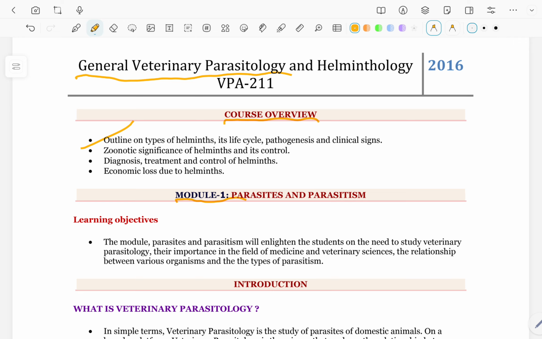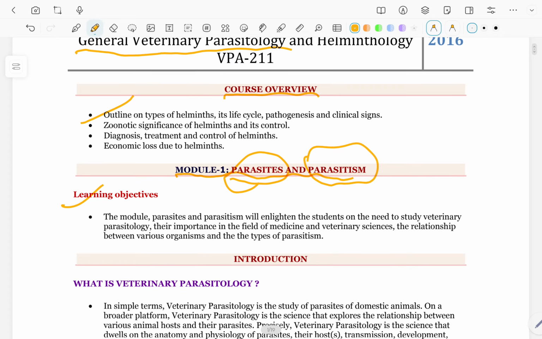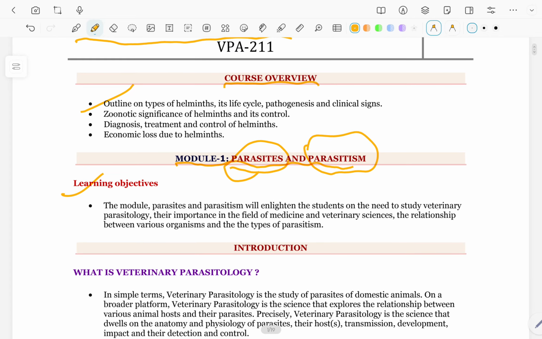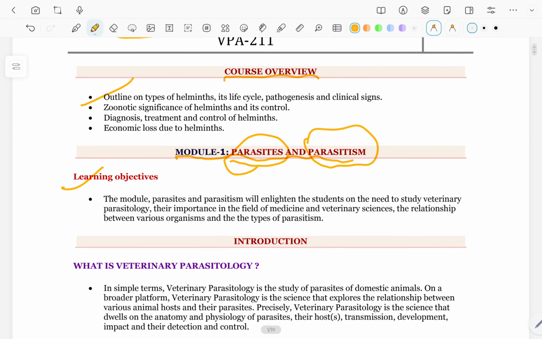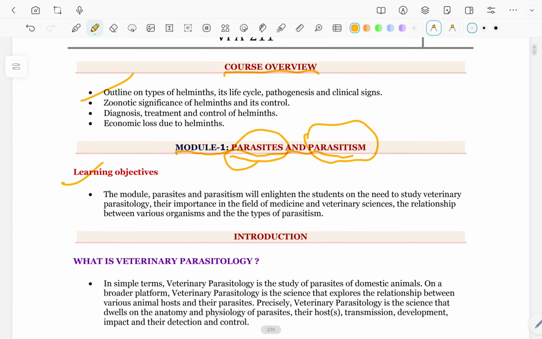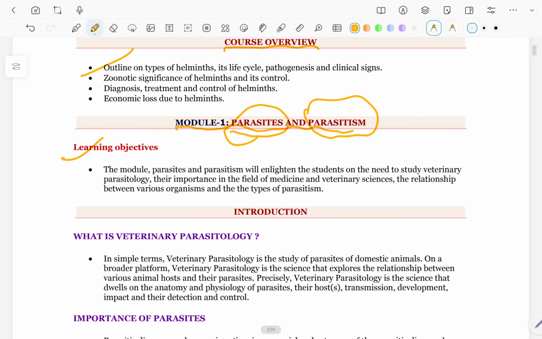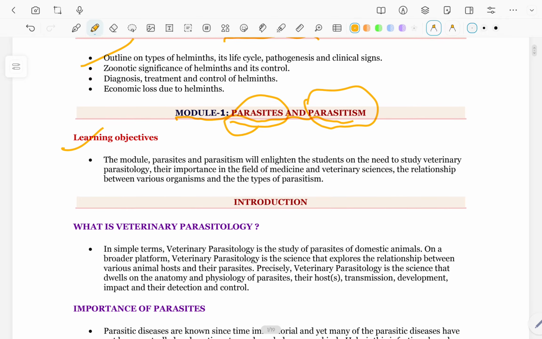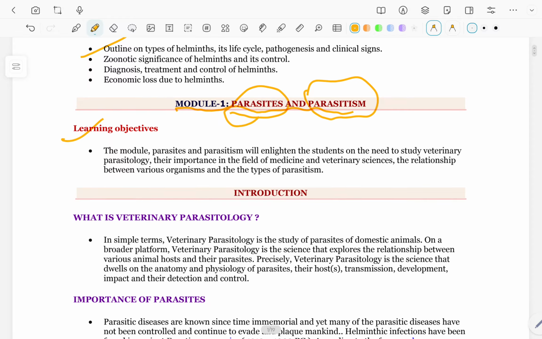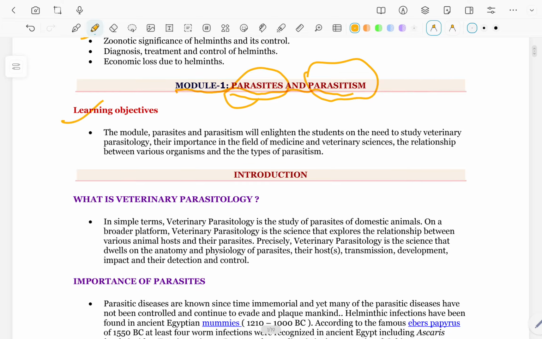Module first. Parasite and parasitism. Learning objectives. The module Parasite and Parasitism will enlighten the student on the need to study veterinary parasitology, their importance in the field of medicine and veterinary science, the relationship between various organisms and the other type of parasitism.